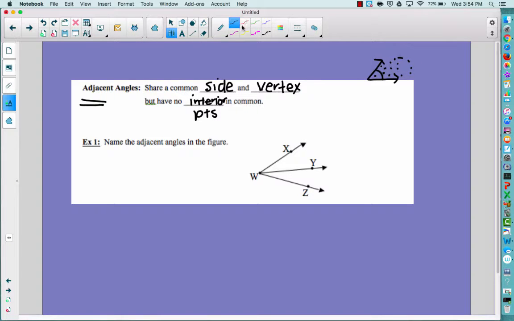All right, so they share a common side. So here's a common side to this angle and this angle. They share the same vertex. They both have W as their vertex, and they have no interior points in common. So this angle and this angle are adjacent angles. So angle XWY is adjacent to angle YWZ. Think of the adjacent angle like the adjacent room. The room next to us, they share a wall, okay? But they can't have anything else in common besides that common side.